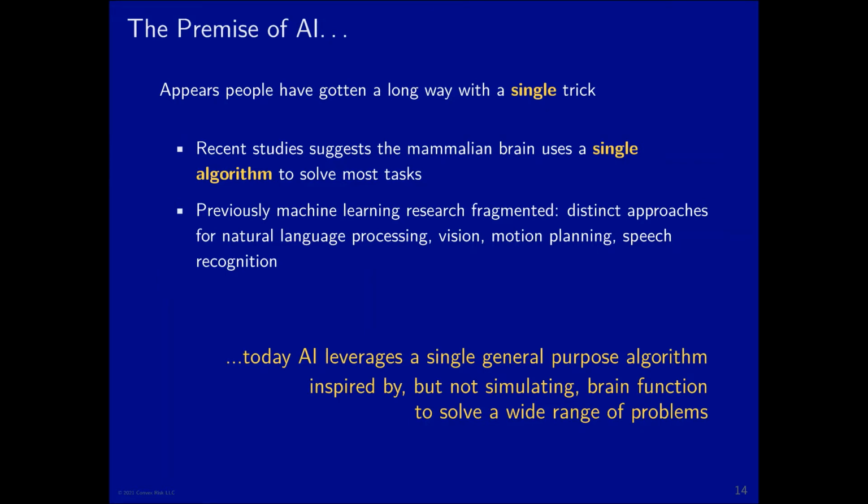Because as we've learned more and more about how the brain works, it appears to essentially use a single algorithm to solve every task that it faces. Okay, and this was actually an insight that was only reasonably recently gleaned. Previously, machine learning research was very fragmented and took a different approach for, say, language processing or visual, speech recognition and so forth. But today we recognize that the human brain and AI leverage a single algorithm to try and solve a broad range of problems. So we should try and understand what is that algorithm and how does it work.